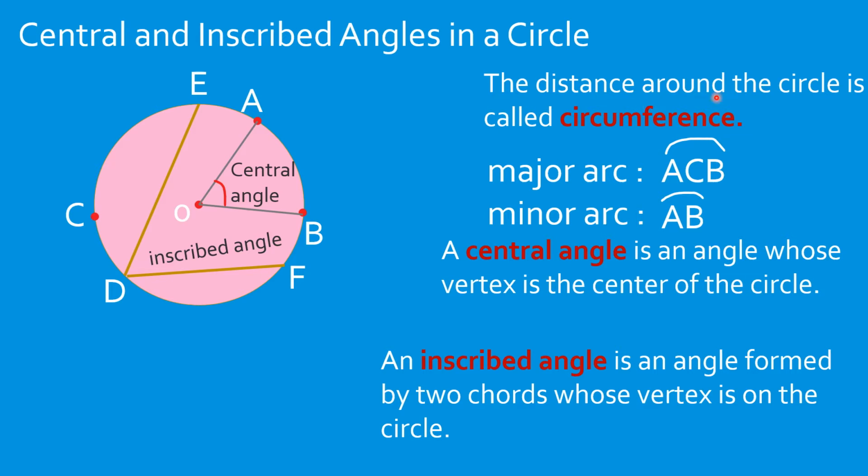Now, we know that the distance around the circle is called circumference. An arc, this part here, is just a section of circumference. And we have a major arc and a minor arc. A major arc is one whose measure is more than 180 degrees, like arc ACB. So from A, it will pass through C, going to B. And the minor arc is arc AB, which means the measure of this arc is less than 180 degrees.